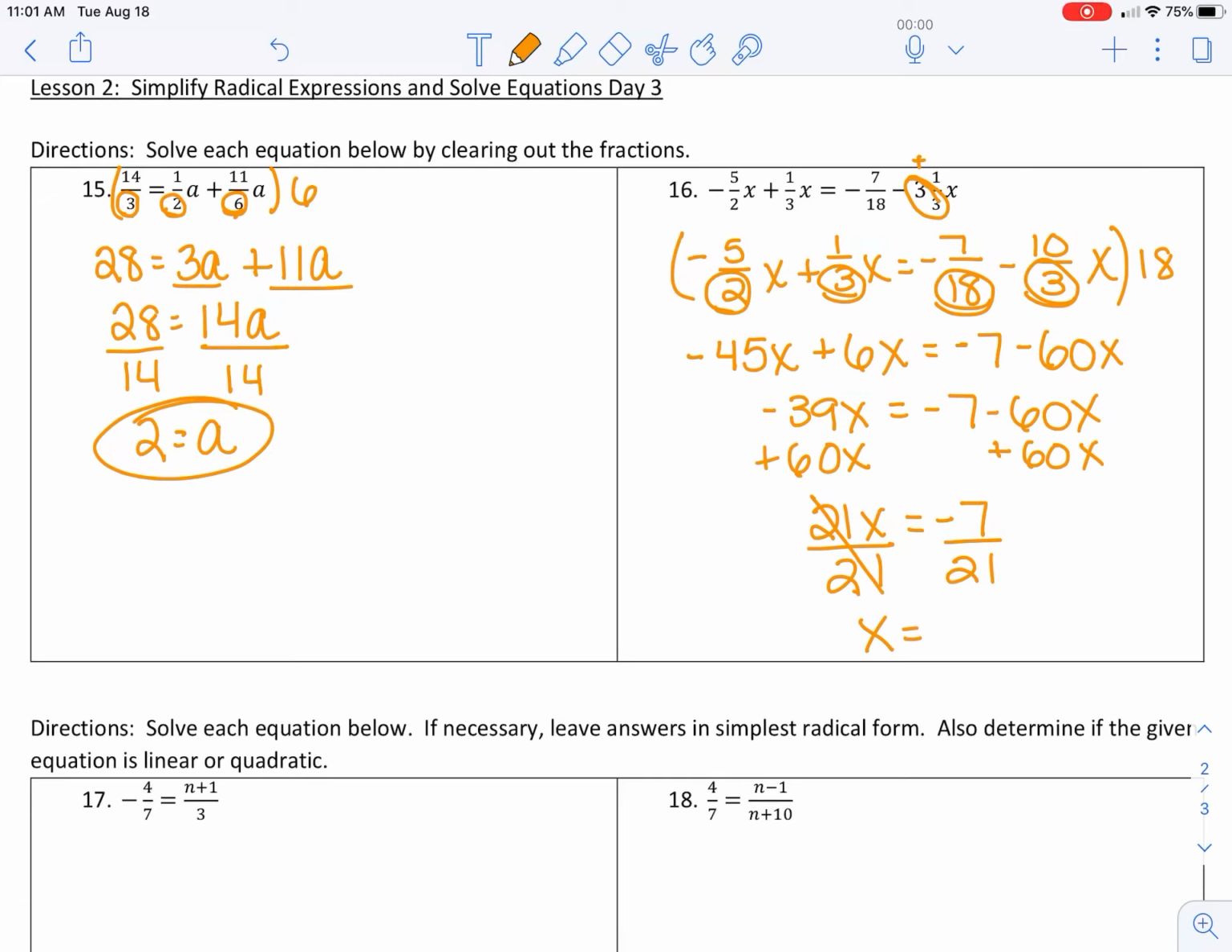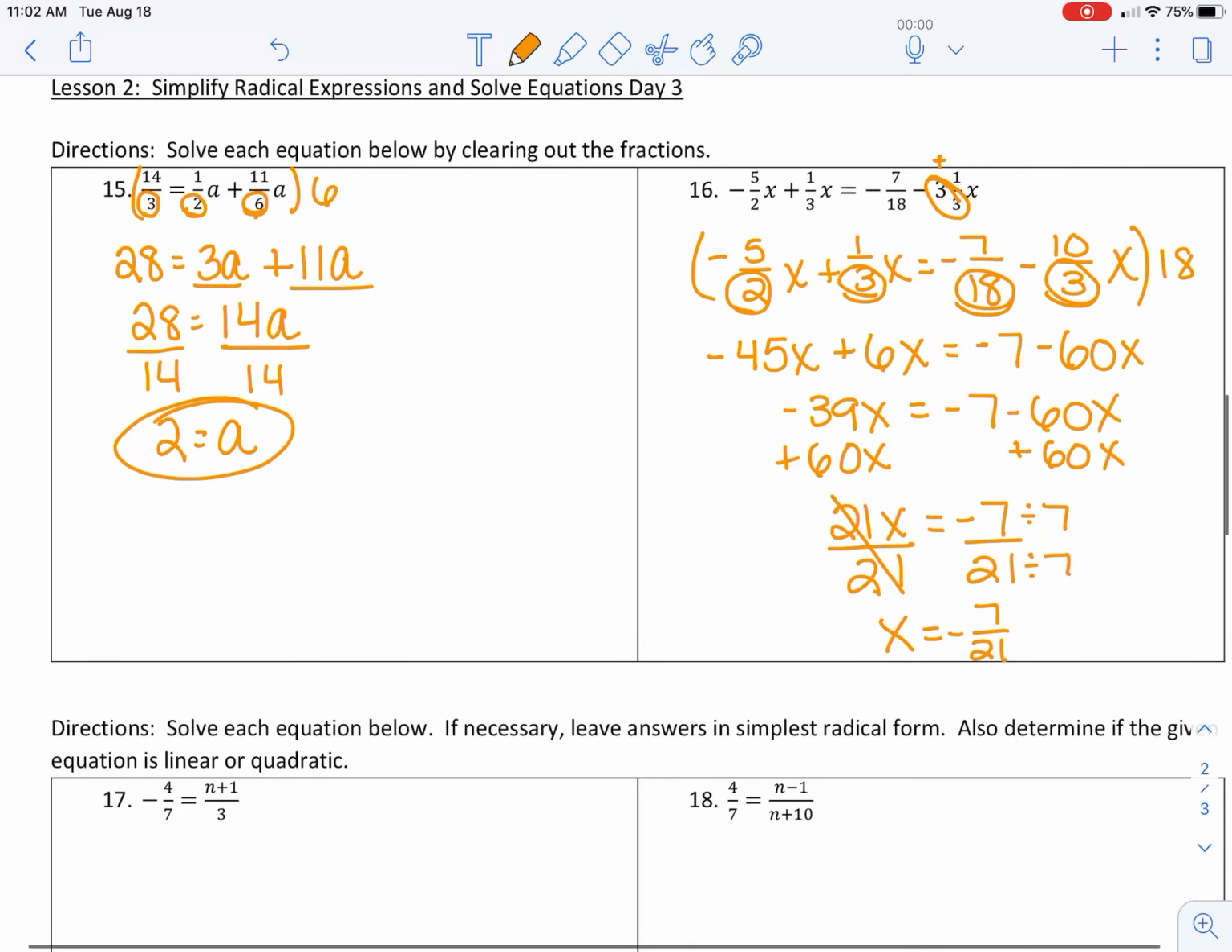And that actually gives me a fraction, so it gives me negative 7 over 21, but that negative 7 over 21 is not simplified. It's not a simplest version, so I'm going to go ahead and divide both the top and the bottom by 7. That's the biggest thing that can go into both of them. So that's actually going to end up giving me x equals negative 1/3.